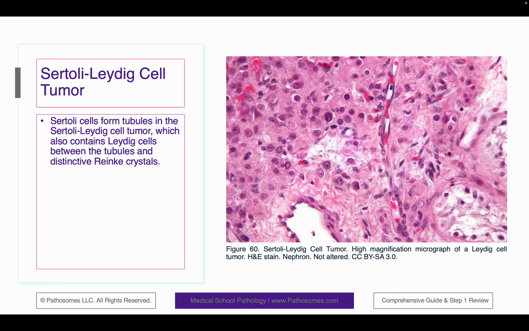And since we're talking about sex cord stromal tumors, let's go into a little bit of detail about each one of those. I know I went through the histology fast, but that's because we're going to go over it piece by piece. So here we have a Sertoli Leydig cell tumor. And we know that Sertoli cells form tubules in the Sertoli Leydig cell tumor, which also contains the Leydig cells between the tubules and distinctive Reinke crystals.